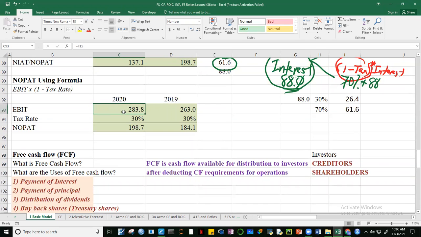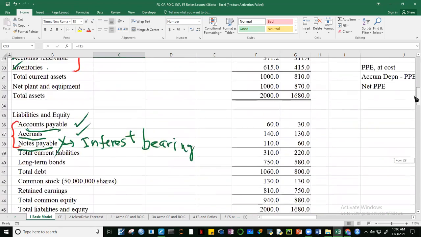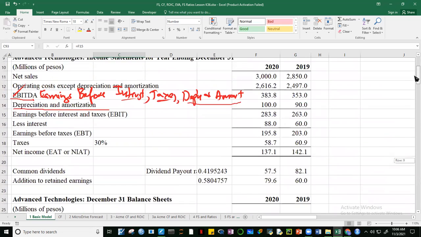Okay, so let me repeat that, guys. The NOPAT will be negative if in the first place your operating profit was already negative. So where did our operating profit come from? Let's take a look at our income statement. Okay, go back here, guys.